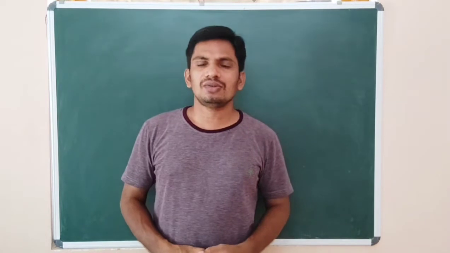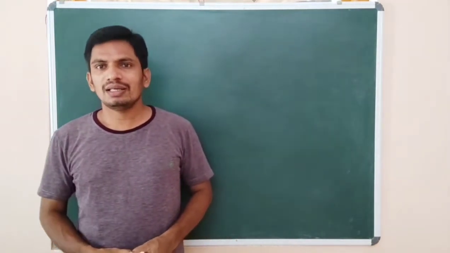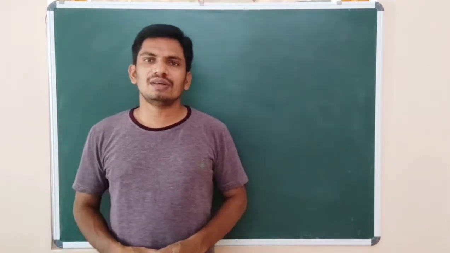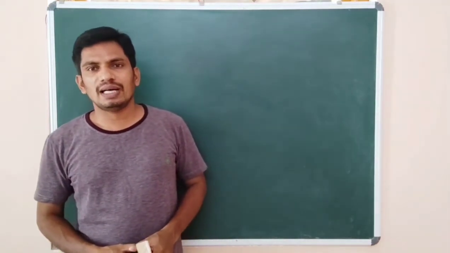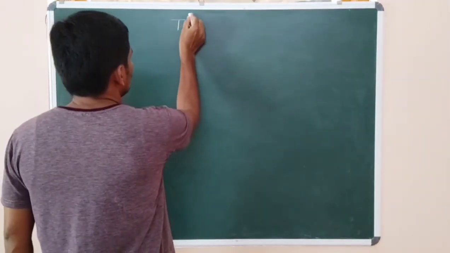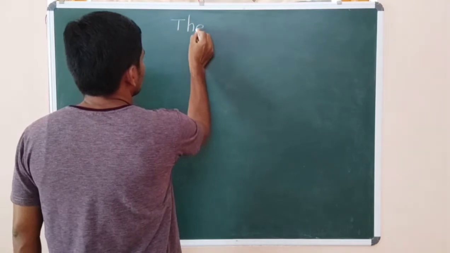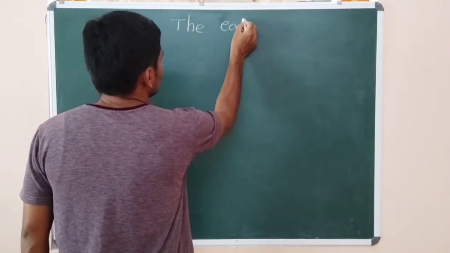The topic is neural control and coordination, in that, sense organs. In the previous video, I gave the eye structure. Right now, I am going to take the ear, the human ear.